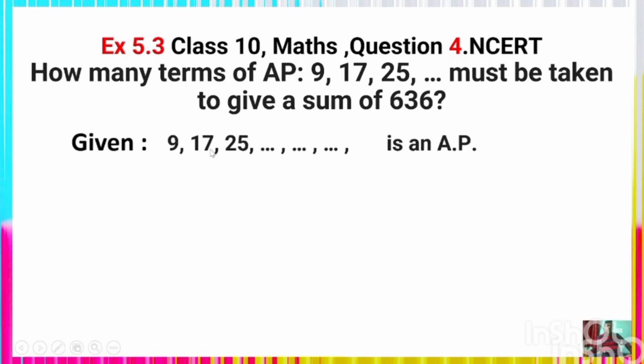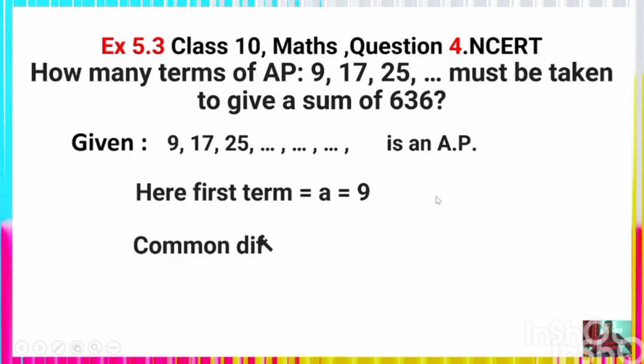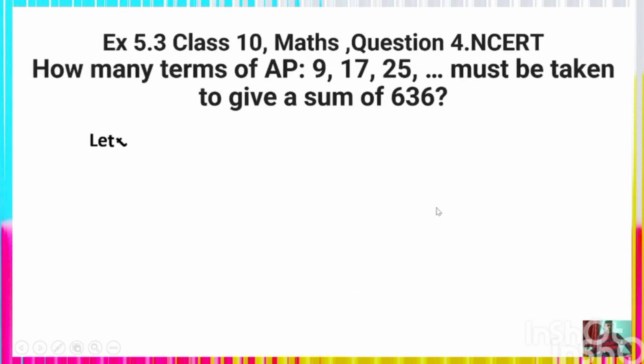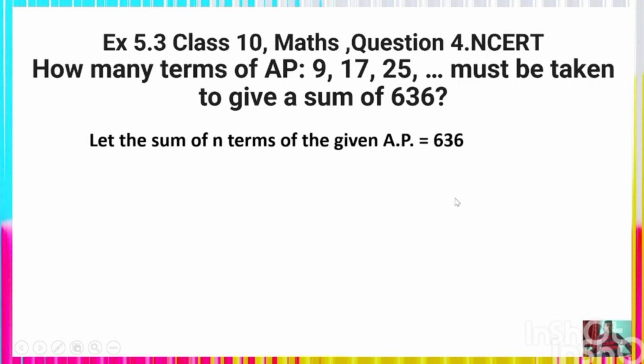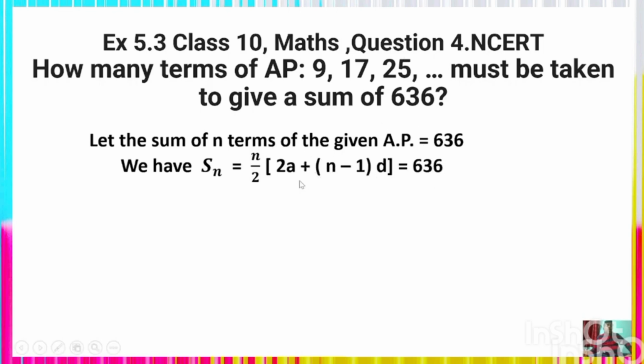Given that 9, 17, 25 is an arithmetic progression. Here the first term of the AP is 9. The common difference d is equal to a2 minus a1, which is 17 minus 9, which is 8. Let the sum of n terms of the given AP be 636. Using the formula, Sn, the sum of n terms of the AP, is equal to n by 2 whole into 2a plus (n minus 1) whole into d, is equal to 636.